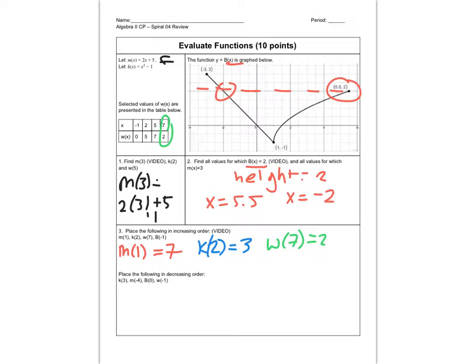And then we've got to find B of negative 1, which means the height of the graph at negative 1. And at negative 1, this has a height of positive 1. Putting these in order, it's going to be the reverse of what we got here: B of negative 1, and then W of 7, K of 2, and then M of 1.